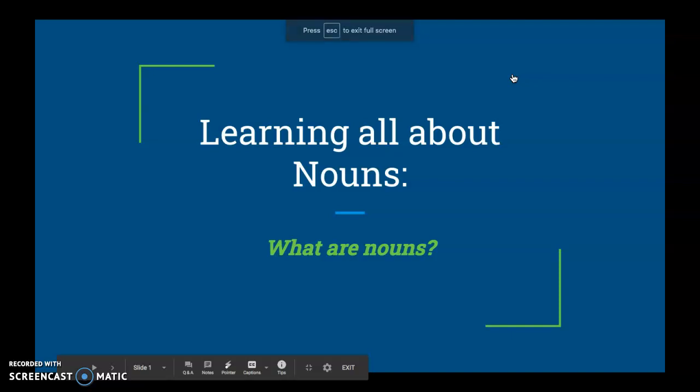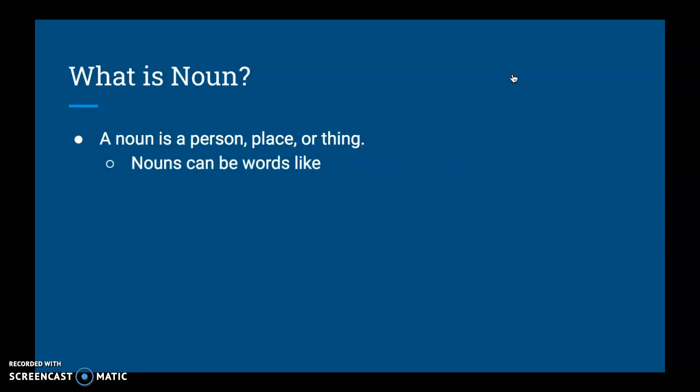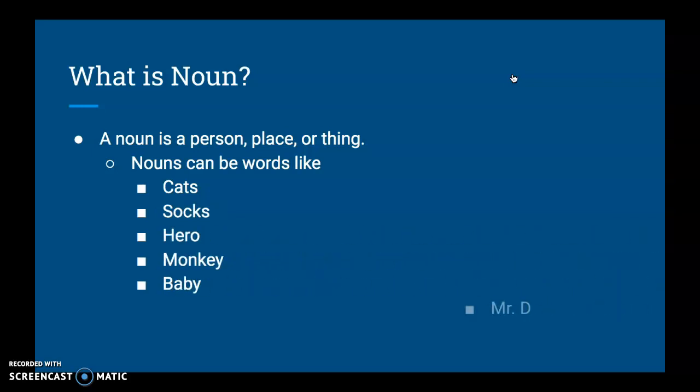So today we're going to be learning about nouns. What are nouns? What is a noun? A noun is a person, place, or thing. So nouns can be words like cats, socks, hero, monkey, baby.